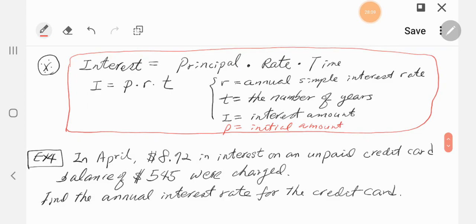So when you deposit like $1,000 into a bank, after a certain number of years, you will get interest, right? Interest based on the interest rate. So there are 4 variables: interest amount, principal, rate, and T. This rate is the annual simple interest rate, and T is the number of years. If number of months is given, then we have to convert the months into years.